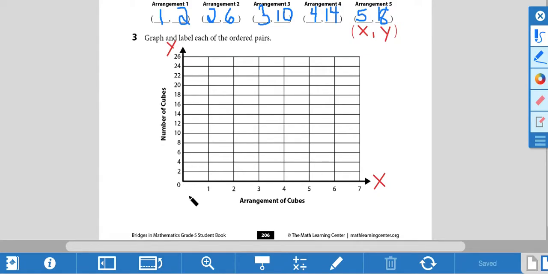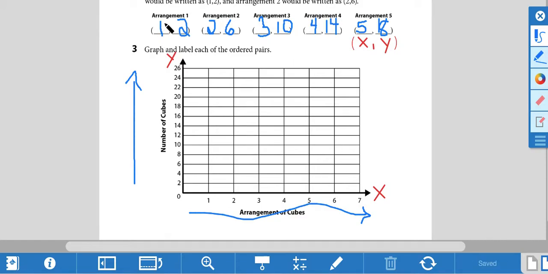So I just want to point out that we have the x-axis going this way, and it tells you that this is the arrangement of cubes. So what is the arrangement of cubes? And then this is the number of cubes going up on the y-axis. So this first ordered pair is 1 and 2.